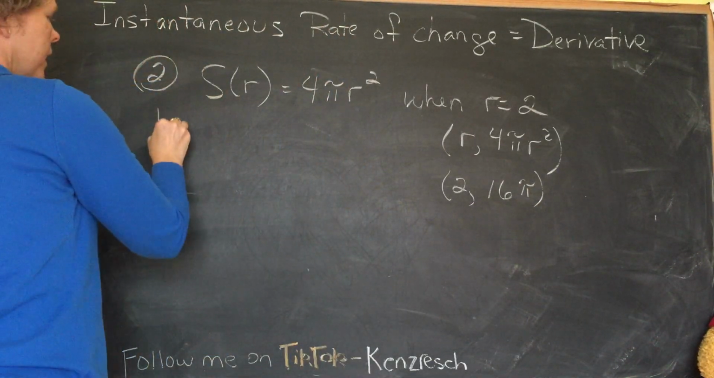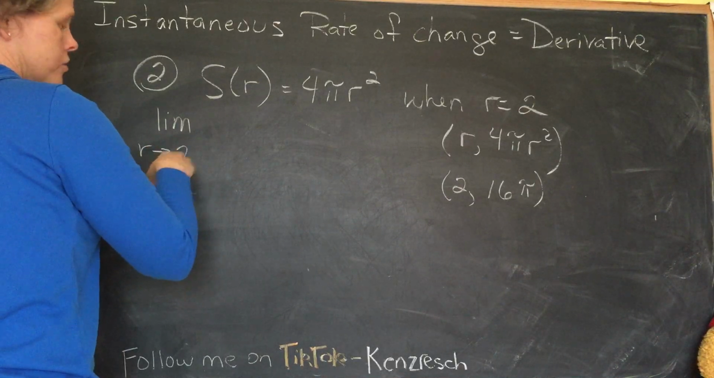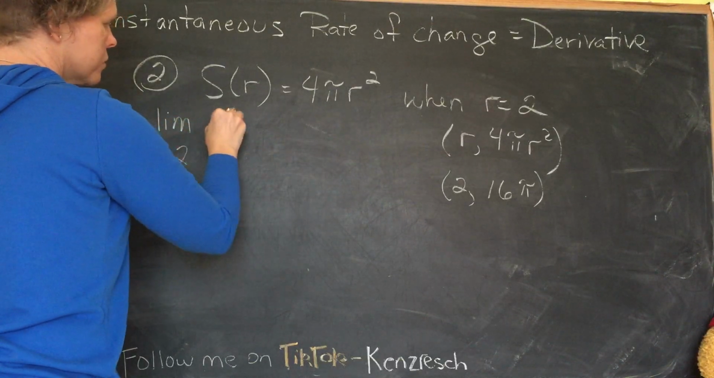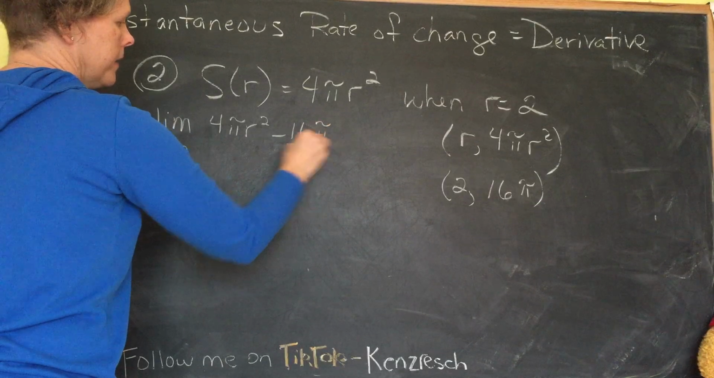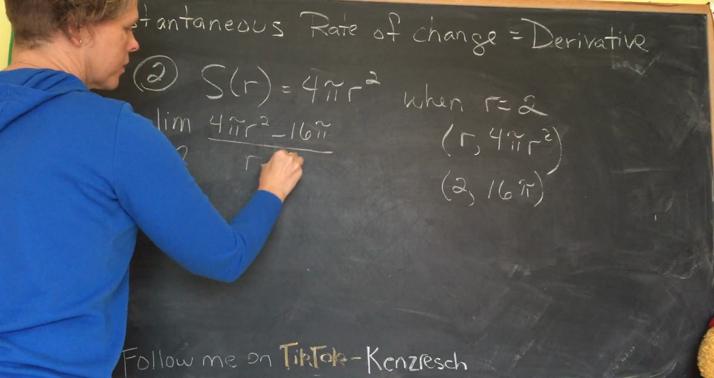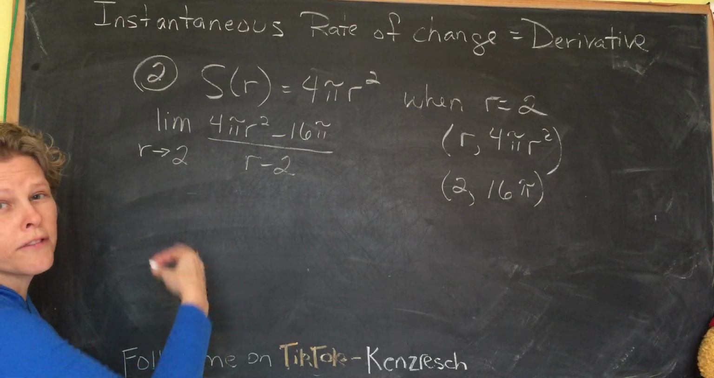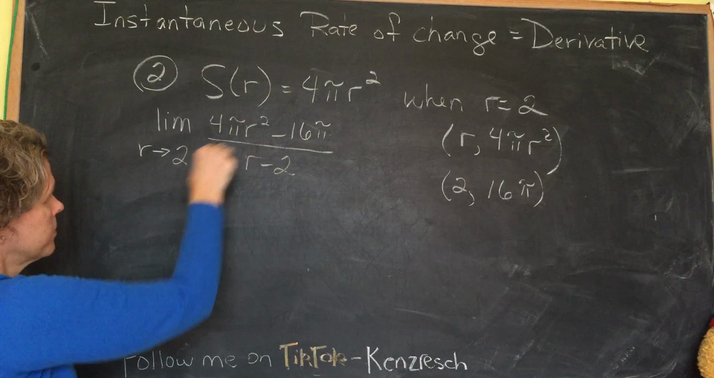And so when I write it out, I have the limit as r approaches 2. Again, this 2 is going to match the radius. Then I'm going to find the slope between those two. So 4 pi r squared minus 16 pi all over r minus 2. Then same thing as before, we factor, because when I plug 2 in here, I get 0. So I'm going to have to play around with that.